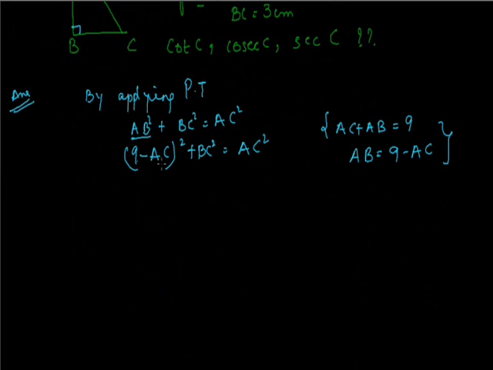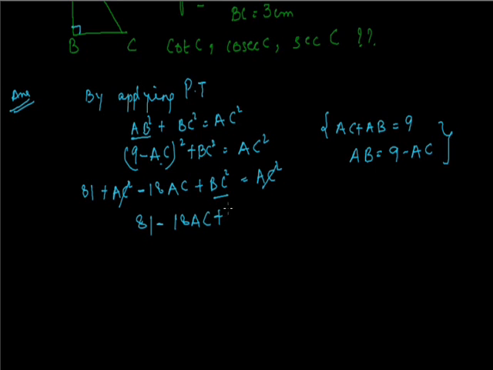Okay. Now applying (A minus B) whole square, that is A square plus B square minus twice of AB. This was B square and this is AC square. AC square gets cancelled from both the sides and we are left with 81 minus 18 AC plus BC square, and BC value was 3, so 3 square will become 9, is equal to 0. So this will become 90 is equal to 18 AC. Hence AC came out to be 5 centimeter. When AC is equal to 5 centimeter, then AB becomes 4 centimeter.